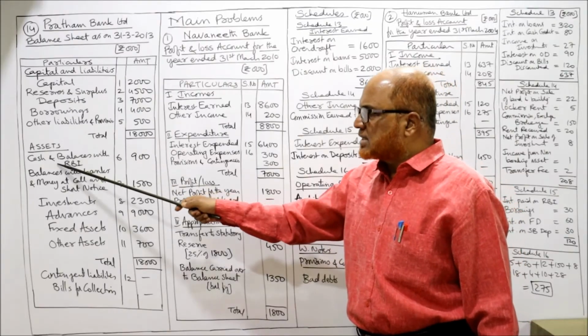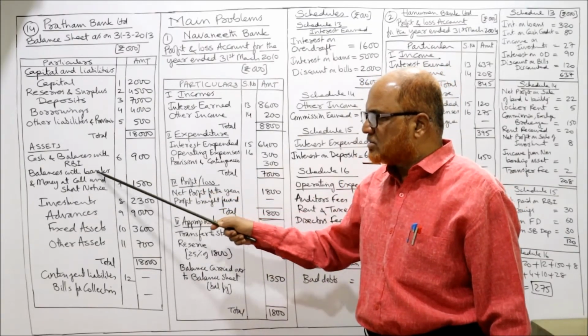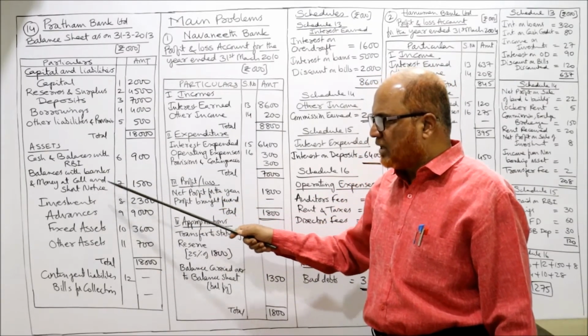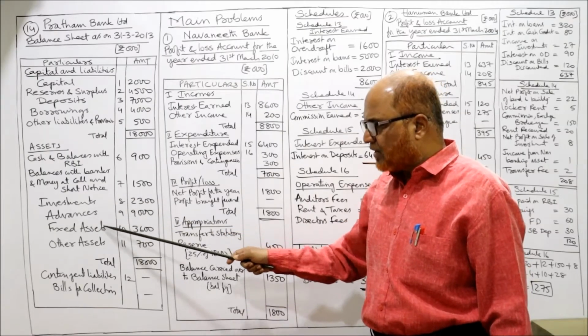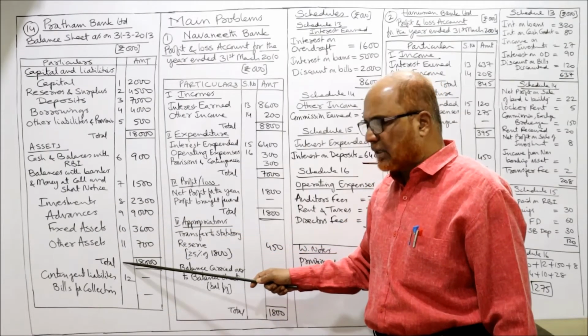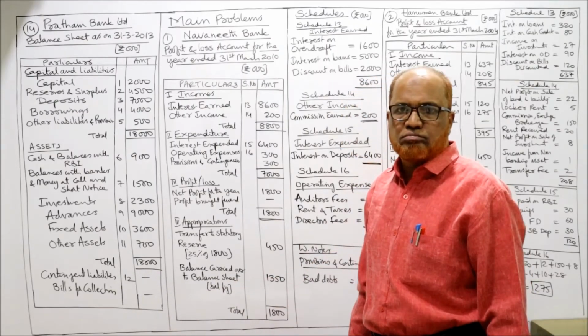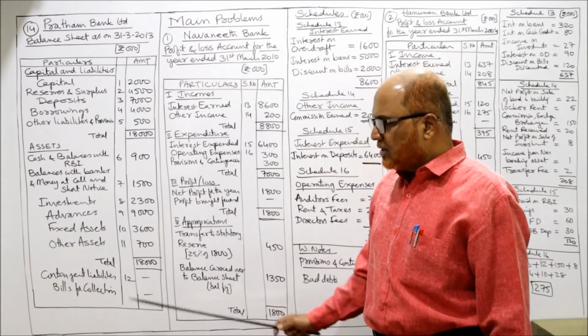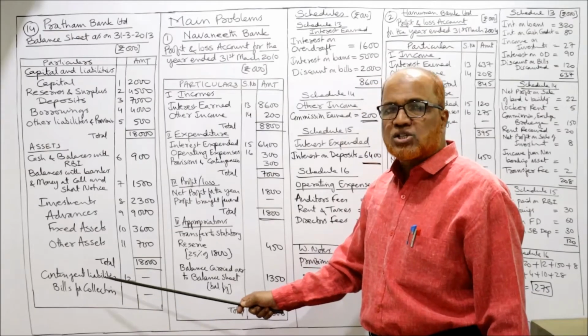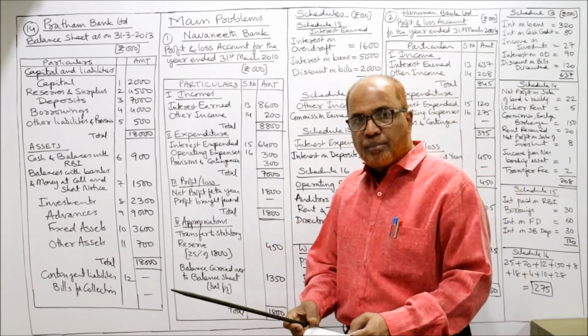Total. Then assets: cash and balances with the RBI 6, balances with other banks, money at call and short notice 7, investment 8, advances 9, fixed assets 10, other assets 11. Total. Contingent liabilities 12, bills for collection, last one. These two will not come in the total. It is just information. Now we have to see the problem.